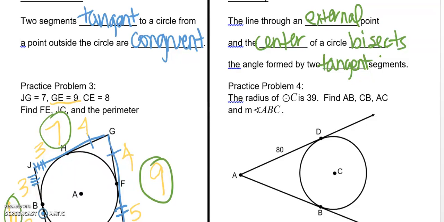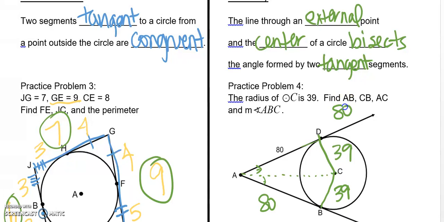So all that means is that AC is going to bisect this angle. Then from our information, the radius is 39, so both of those would be 39. Based on the previous theorem, if this part's 80, then this part has to be 80.